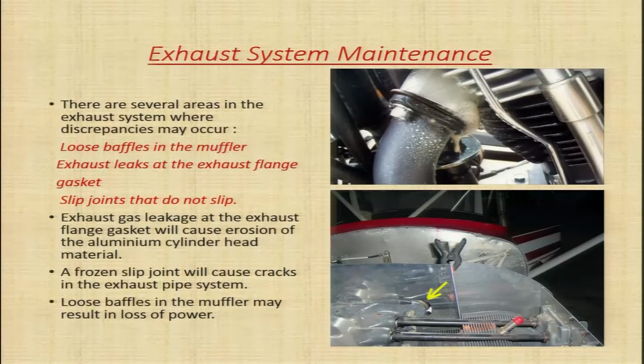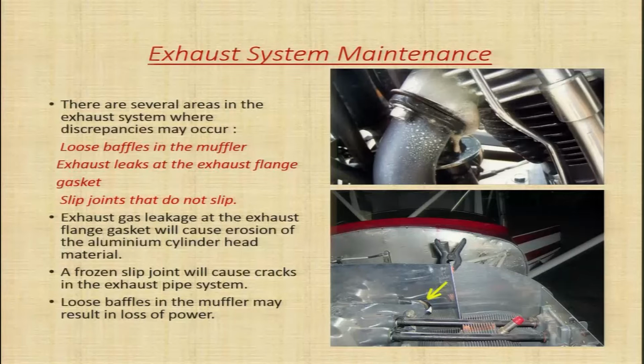Now, coming to exhaust system maintenance. What are the maintenance actions we do on the exhaust system? There are various areas in the exhaust system where discrepancies may occur. That is, loose baffles in the muffler, and exhaust leaks at the exhaust flange gasket.